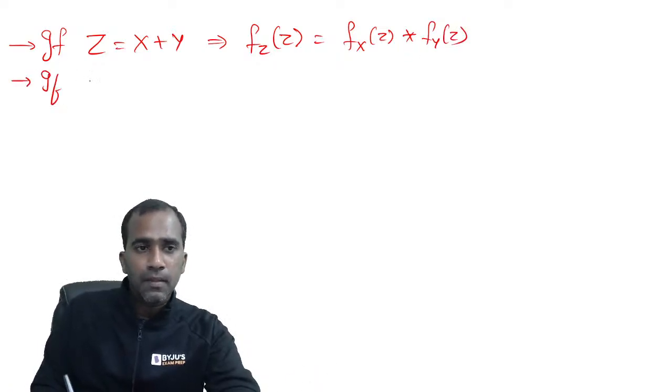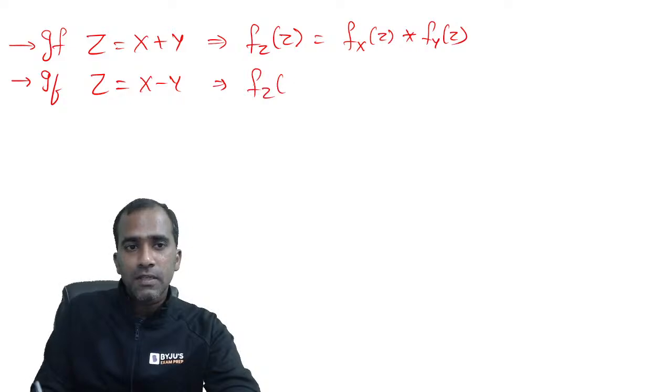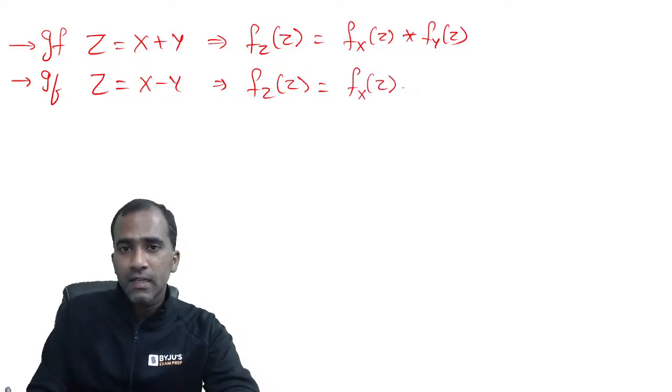Similarly, if z equal to x minus y, then what? Fz of z, if z is given as x minus y, can be written as fx of z convolution with, just look at it as x plus of minus y, x plus of minus y. Okay.